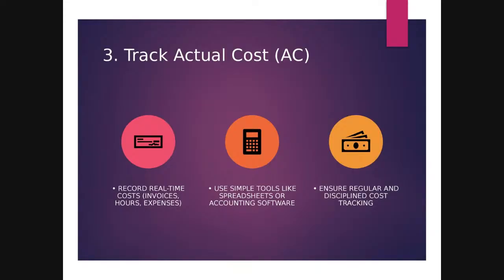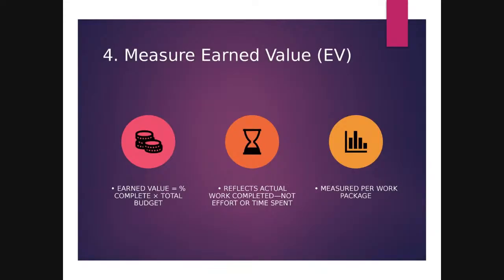You see, when you're using earned value, for it to work, you must understand in clear terms the percent complete to date. Because if you don't, or you have a guess, then the earned value is going to be useless, to be honest. Next thing you got to do is measure your earned value. This is where the percent complete comes in. Earned value is percent complete times whatever that budget is, or planned value, if you will, depending on how you're looking at it. Earned value reflects actual work completed, not effort or time spent, and it's measured per work package.